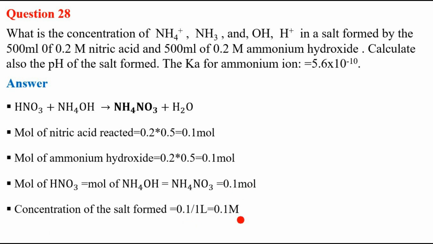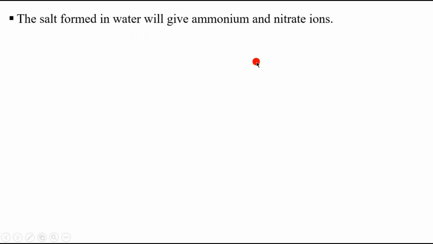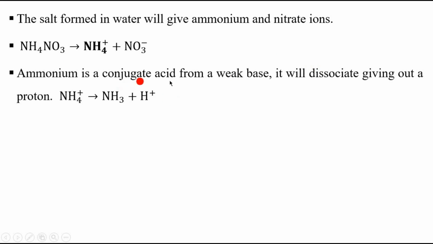But that salt, I told you that we will not get in the solution. The salt will give different ions. It will have the ammonium ion and the nitrate in the solution. So the salt formed in water will give ammonium and nitrate. Nitrate is the spectator ion, but ammonium is going to dissociate. Ammonium is a conjugate acid from a weak base, because here we have nitric acid, which is a strong acid, and a weak base, ammonium hydroxide. Then this ammonium is a conjugate acid from a weak base. That means it will dissociate, giving out a proton.